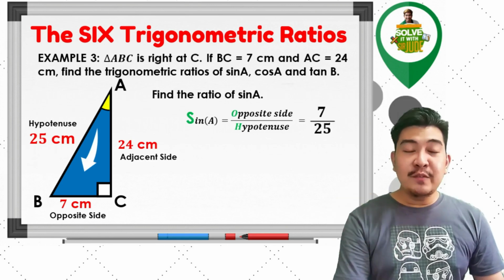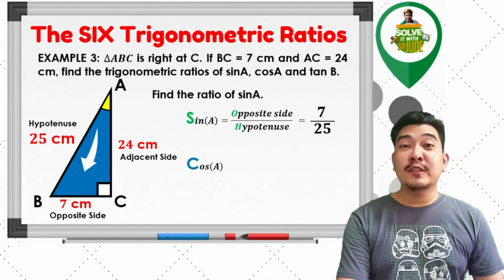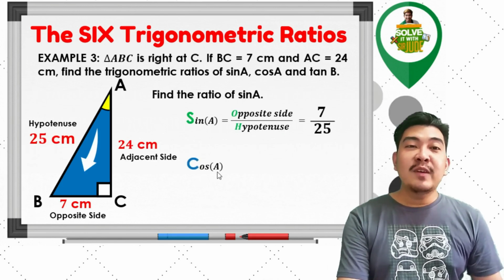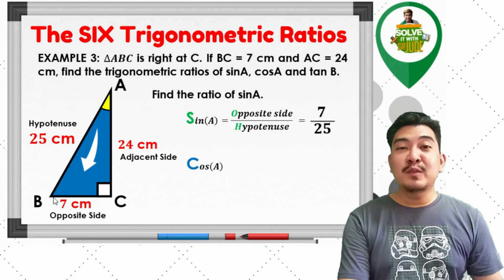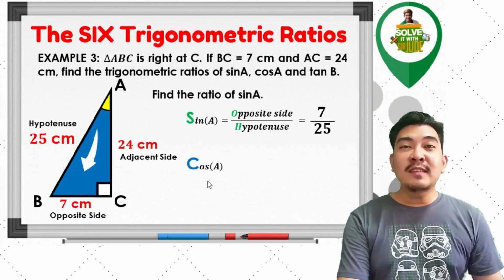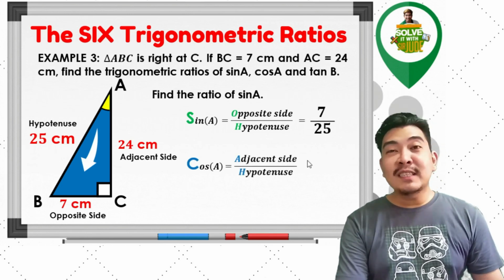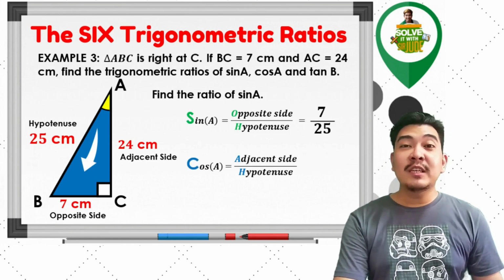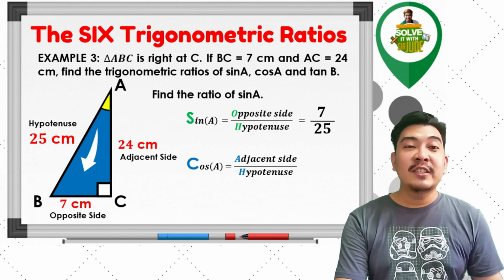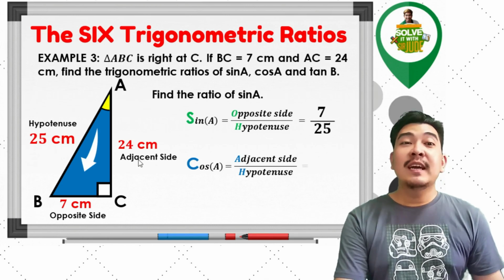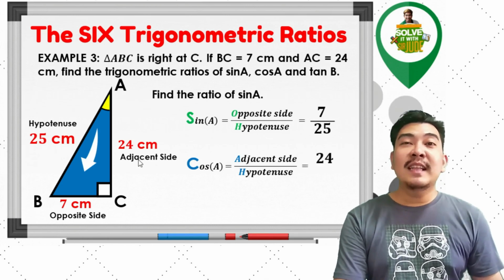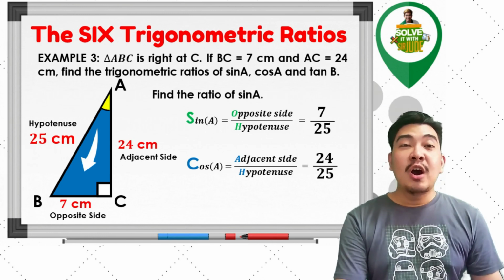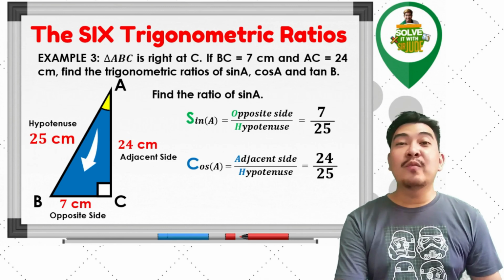So using the same figure, let us now proceed with cosine A. Again, the given reference angle is A, so we will be using the same figure. Cosine will just be adjacent side over the hypotenuse. So let us now substitute the given measures of the sides. The adjacent side in our given figure is 24 centimeters, and the hypotenuse is 25. Hence, we now have the ratio of cosine A, which is 24 over 25.